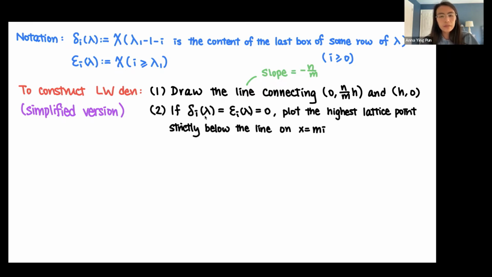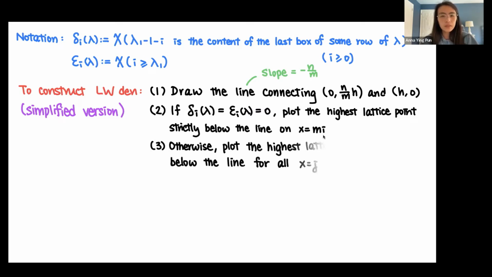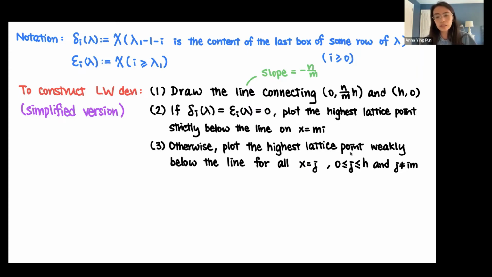Then, if the two sequences have the same entry 0, you plot the highest lattice point strictly below the line x equals mi. Otherwise, you pick the highest lattice point weakly below. So the difference is that if they are both 0, take the highest lattice point strictly below the line. Otherwise, take the highest lattice point weakly below the line.